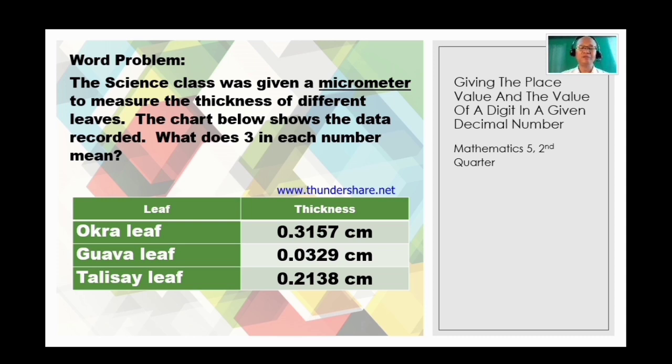For okra leaf, we have 3,157 ten thousandths centimeter. For guava leaf, we have 329 ten thousandths centimeter. And we have talisay leaf, 2,139 ten thousandths centimeter. But our question, that is very thin, no? What instrument did they use to get this thickness? According to our word problem, micrometer.